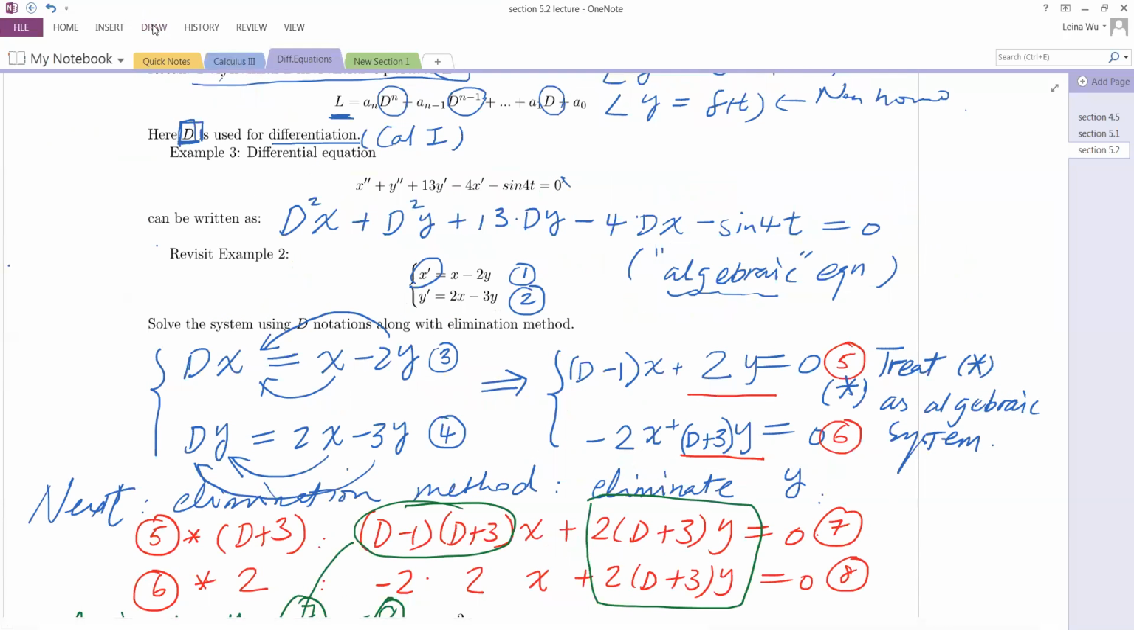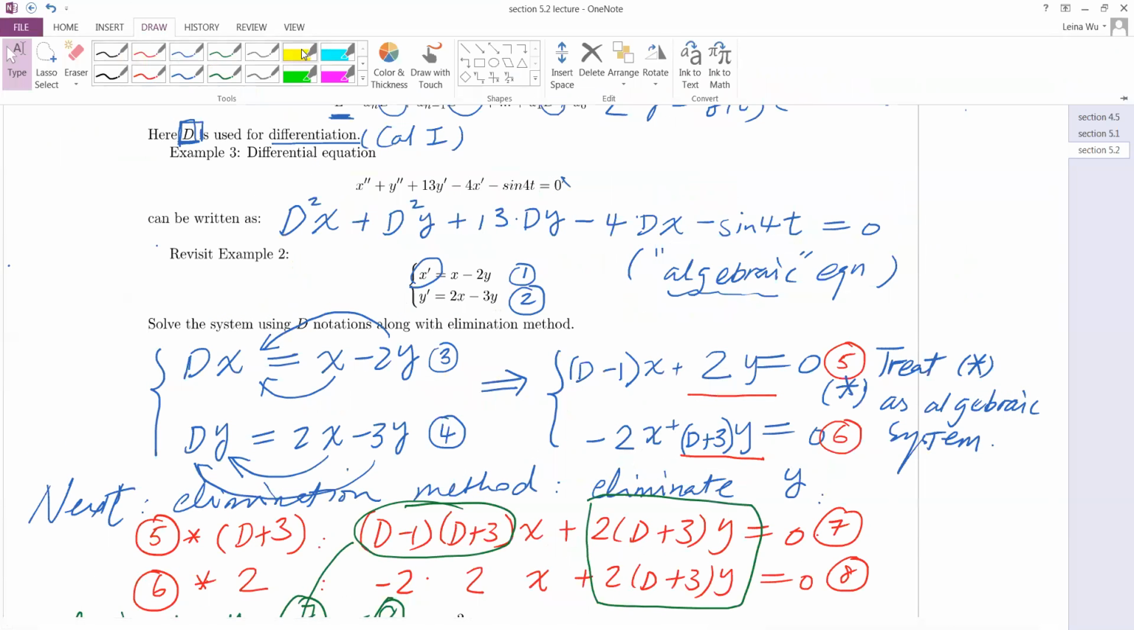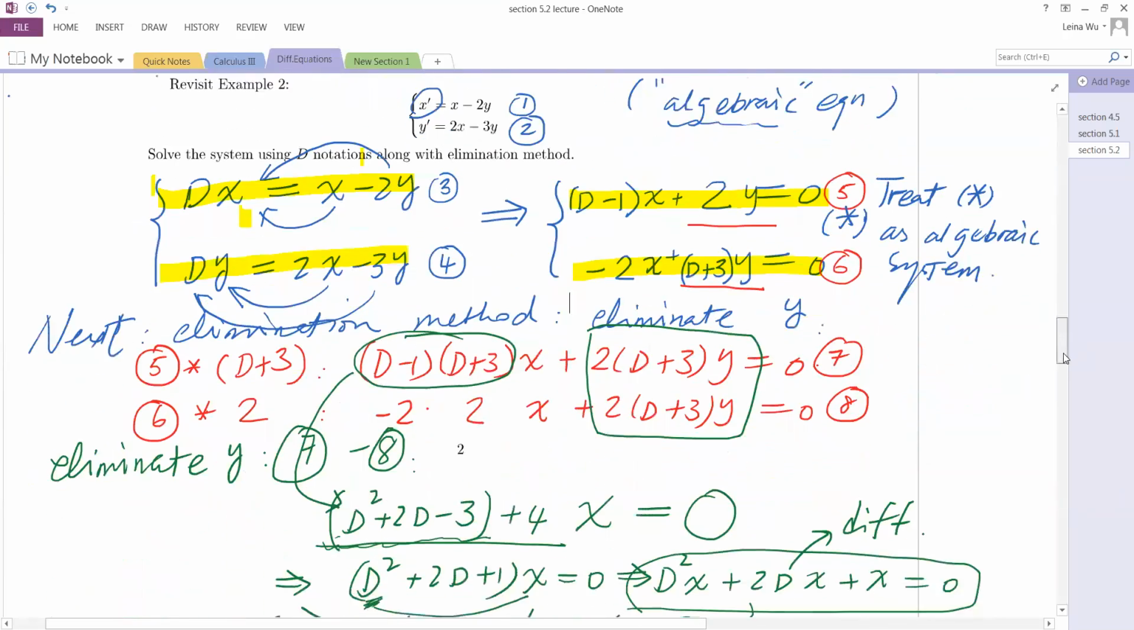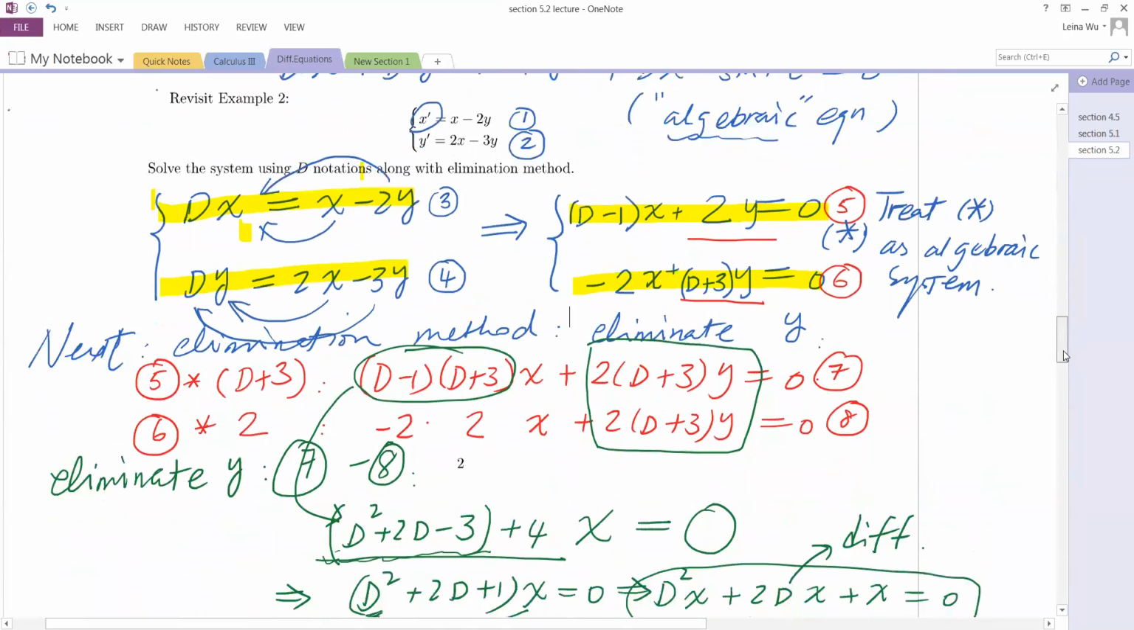So I want to emphasize the use of the D notation here in our solution. What we did here is we introduced the D notation. Therefore, we have converted the system into a sort of algebraic system. Once you have an algebraic system, you can use the elimination method to solve for one variable, and then the other variable can be easily obtained.